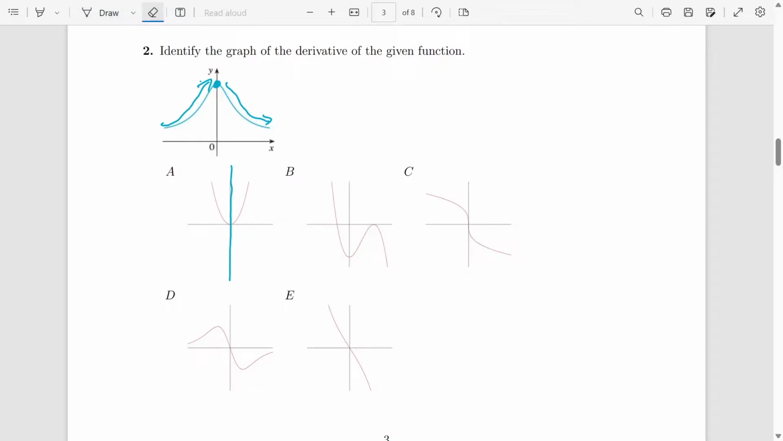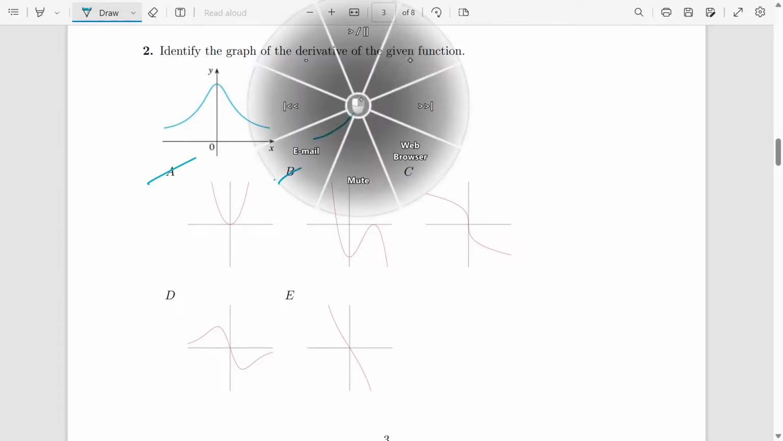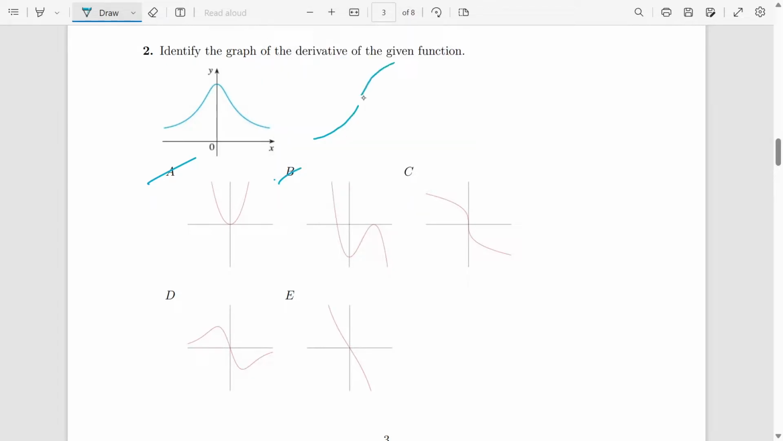So it looks like A is out and B is also out. C, D, and E are still up for debate. But hey, we're still making progress. What else can you use to identify this? We can actually think of the second derivative. The point at which it goes from like that to that, right in the middle there, would be a peak of the derivative.